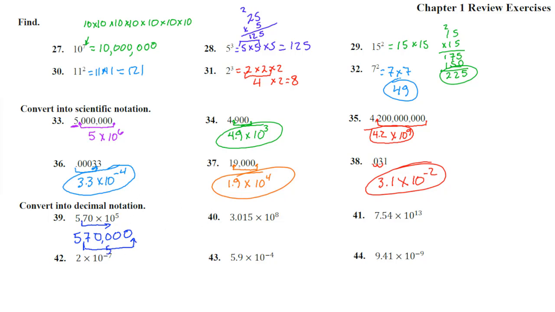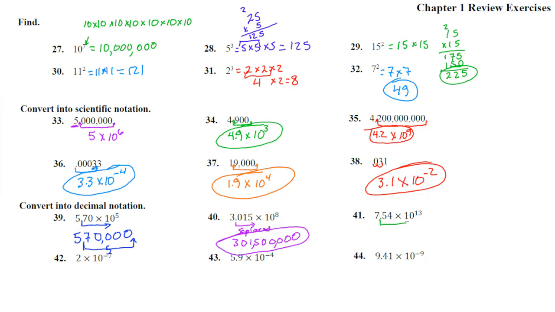Okay, number 40. 3.015 times 10 to the 8th. So we're going to move it that way, 8 places. So starting right there, move it past the 0, that's 1 place, 2, 3, 4, 5, 6, 7, 8. Big number. Okay, 301 million. Wow.